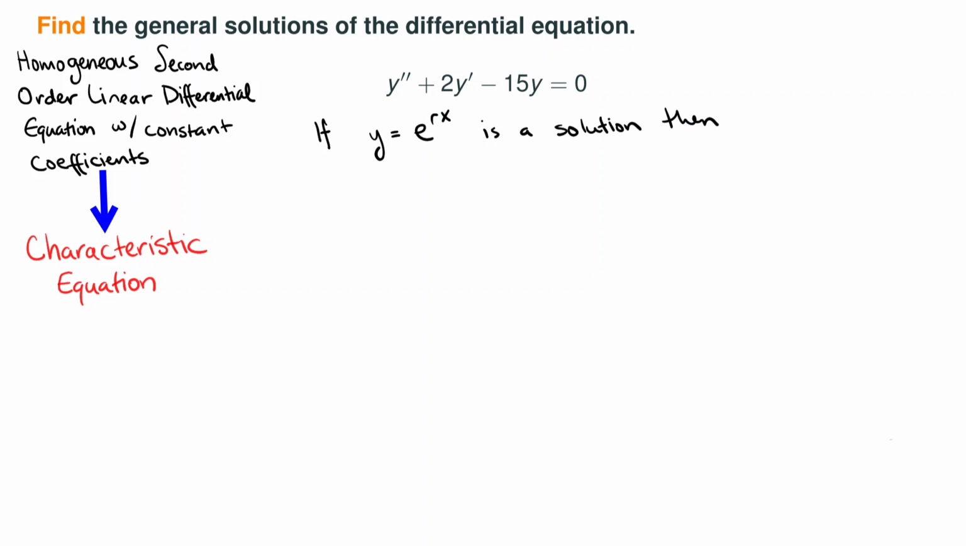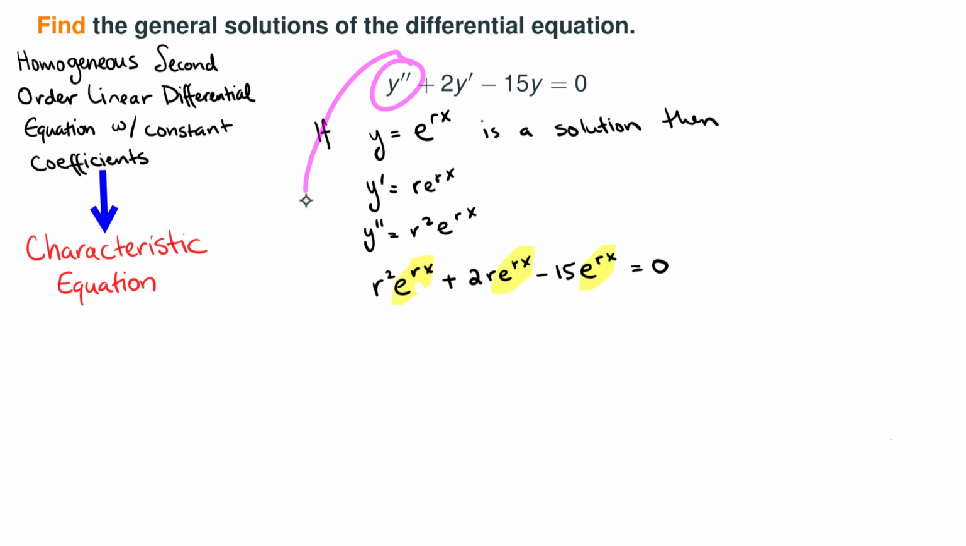Now, let's just suppose that this is a solution that fits. We know that under derivatives it remains very similar apart from constant multiples. Then the first derivative is r times e to the rx. The second derivative is r squared e to the rx. And that would give us the equation.